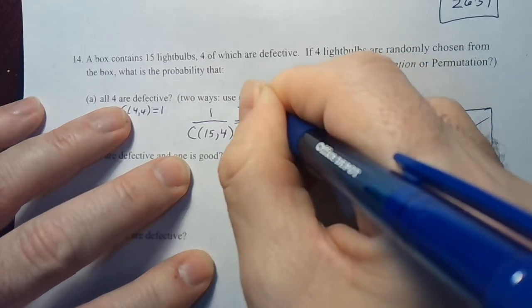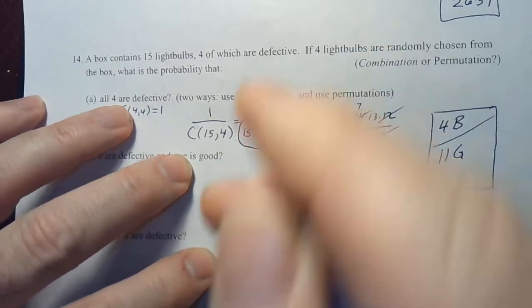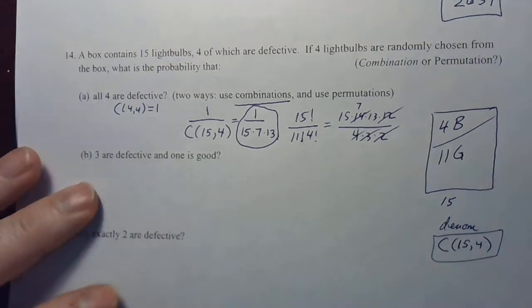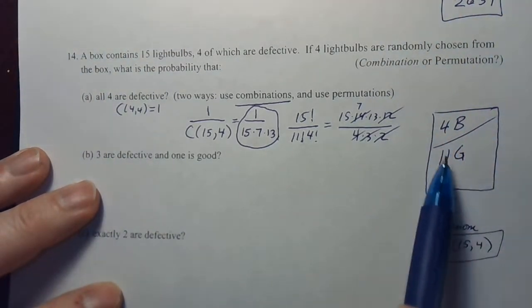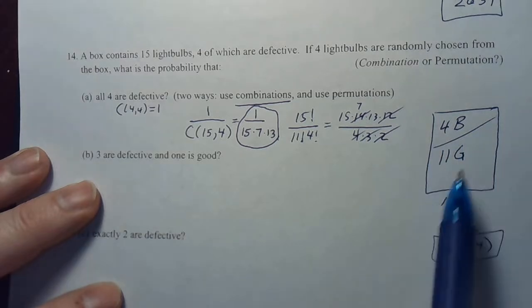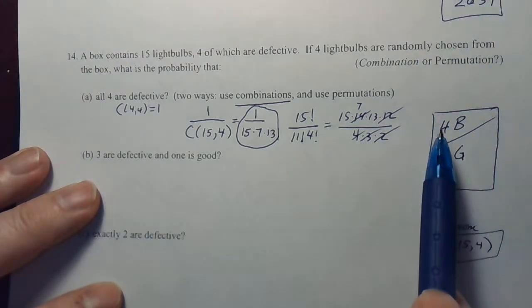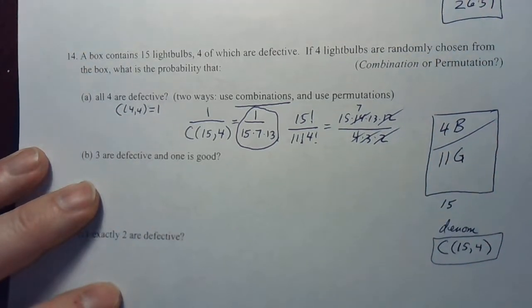You can use your calculator to compute that, but it's a very, very small probability. It's highly unlikely that if you're going to choose 4 out of this group randomly, that you're going to choose the exact 4 bad ones.